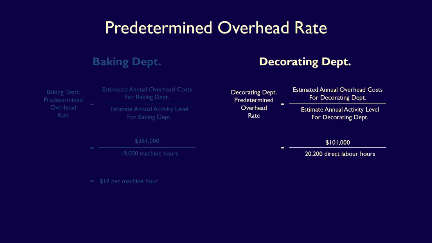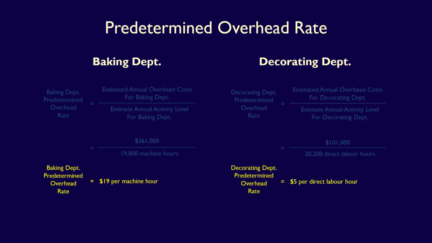We plug these into the formula to calculate the predetermined overhead rate. $101,000 divided by 20,200 direct labor hours is equal to an application rate of $5 per direct labor hour. This means that for every 1 direct labor hour, Camilla will allocate $5 of overhead to the cost of the job. We now have the overhead rates for both the baking department, $19 per machine hour, and the decorating department, $5 per direct labor hour.